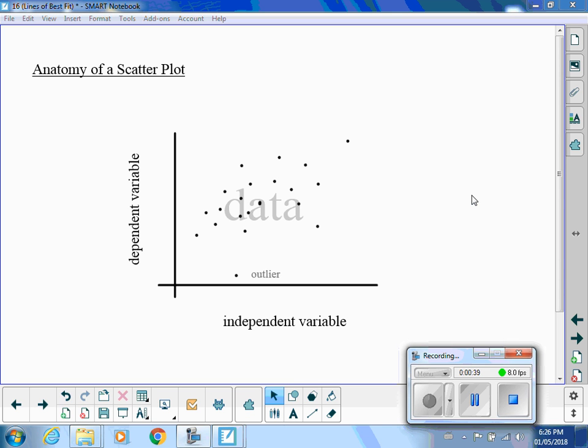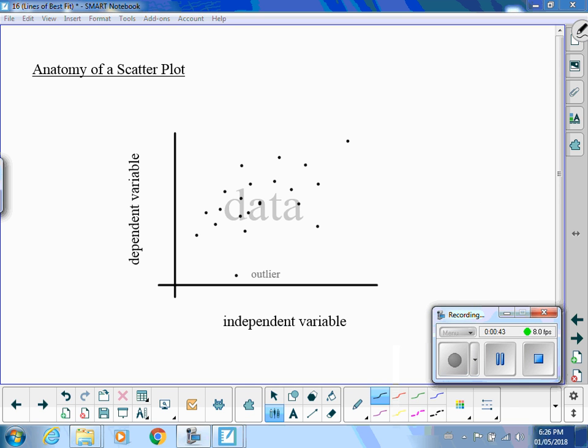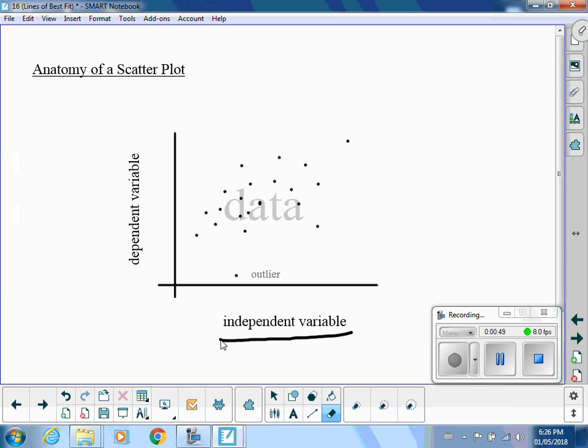The independent variable goes on the x-axis, so whatever you're controlling. The dependent variable goes on the y-axis, the results that you're trying to measure. You've got some kind of setup with some points on the inside where your data is.